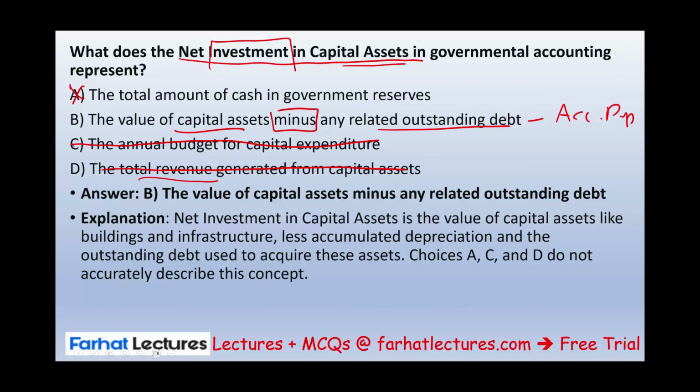What should you do now? You want to go to Farhat Lectures, look at additional MCQs. That's going to help you do what? Understand net position for governmental accounting better. Remember, we have three categories: net investment in capital assets, net unrestricted position, and net restricted position. Study hard, invest in yourself, especially if you're studying for your CPA exam, and stay safe.